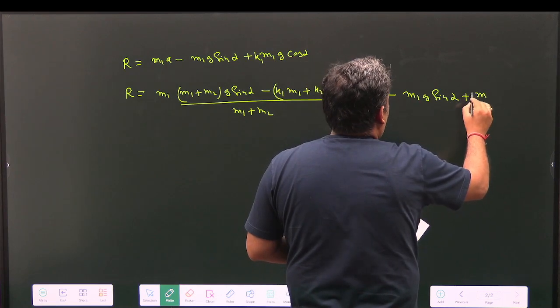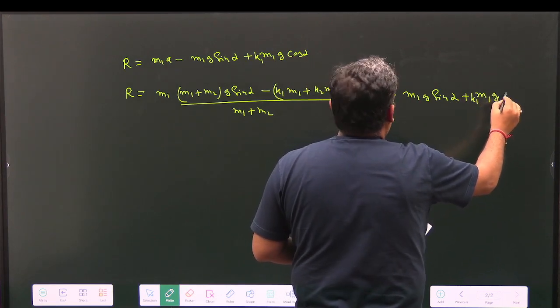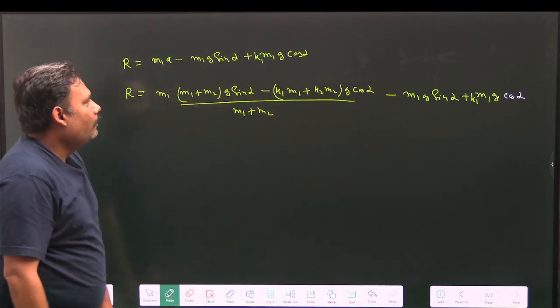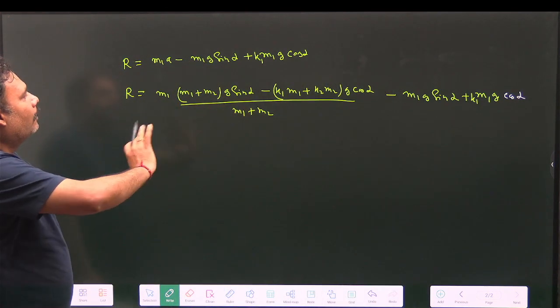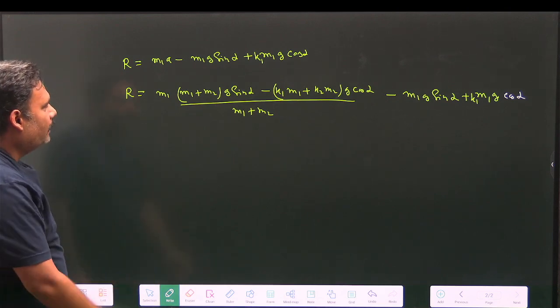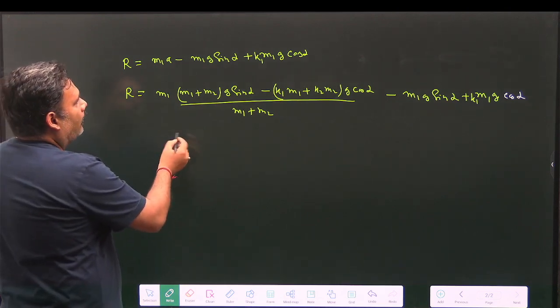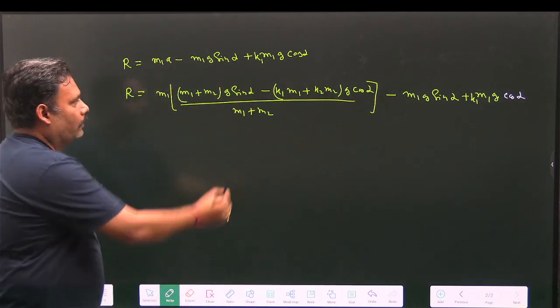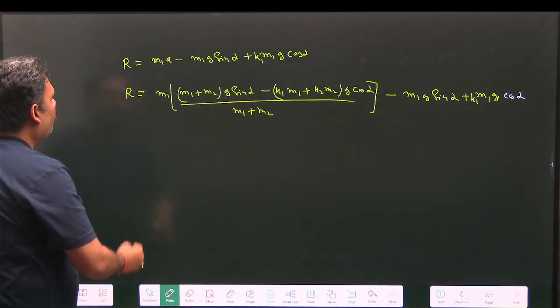plus k1 m1 g cos alpha. It looks very lengthy, but don't worry, when you calculate it, a lot of things are going to be cancelled out. Let us see what is going to happen. And yes, this m1 is going to multiply with this whole thing because this is your acceleration.